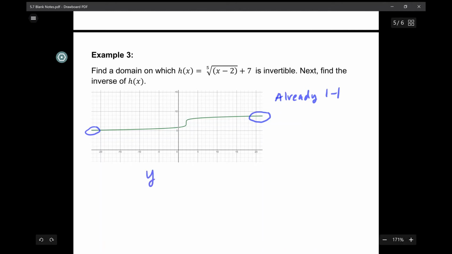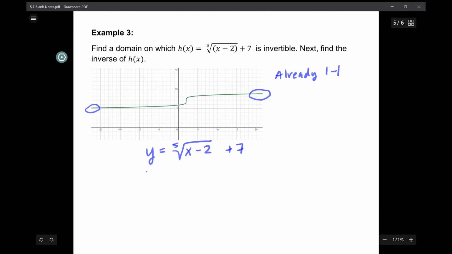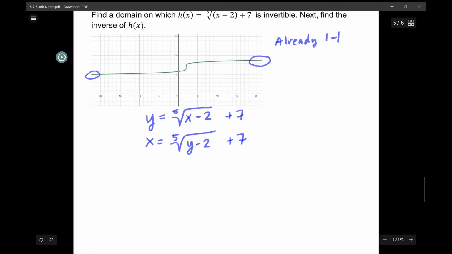So we write y equals the fifth root of (x minus 2) plus 7. We switch x and y. And we solve for y. So the first thing I'm going to do is work from outer to inner. I'm going to subtract 7: x minus 7 equals the fifth root of (y minus 2).